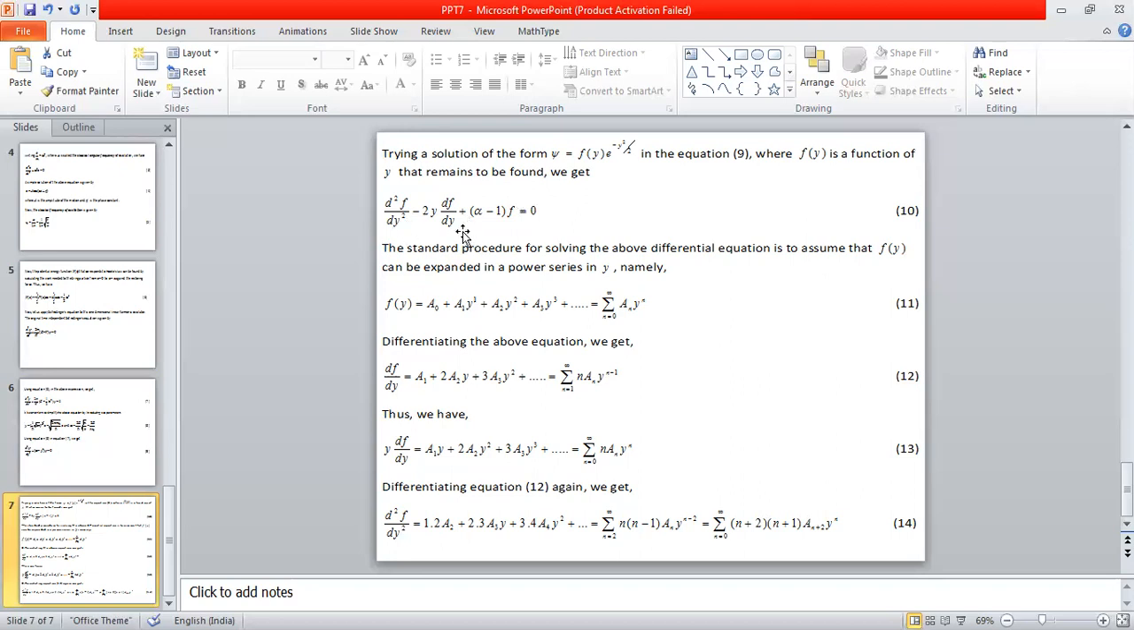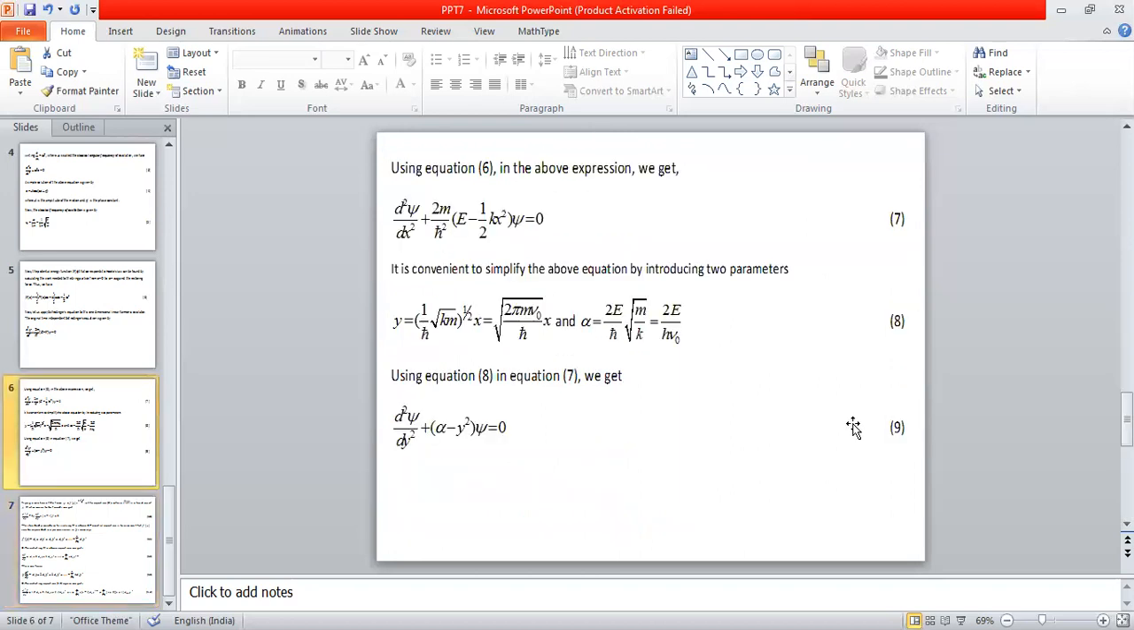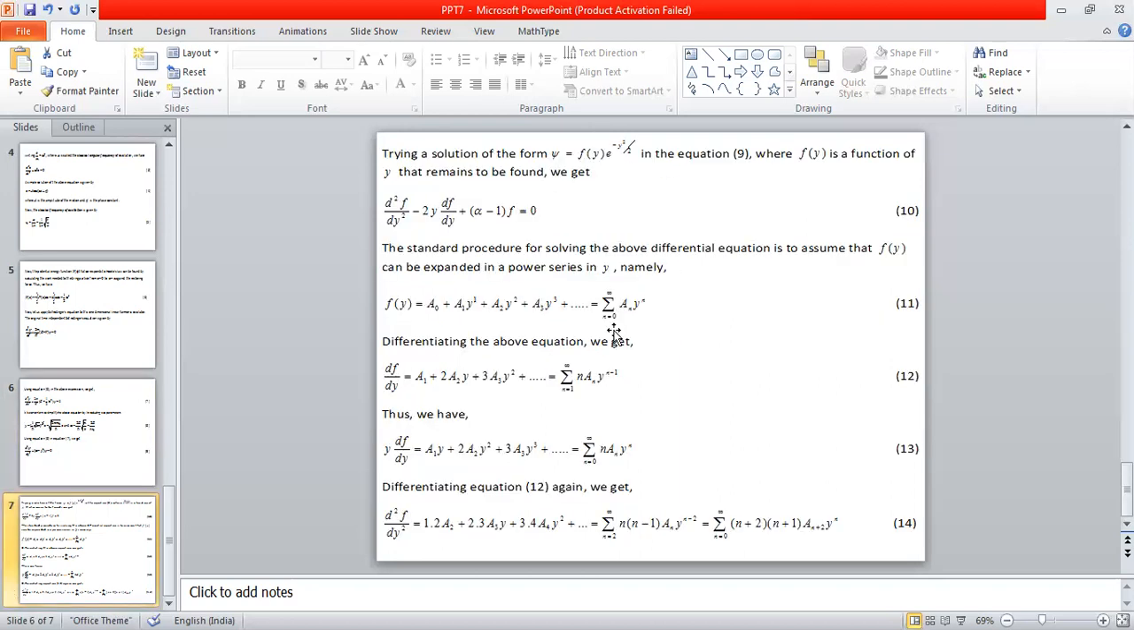So we have a differential equation in terms of f. If we are able to find the solution of this equation, we will know f of y. Once we substitute f of y into this equation, f of y into exponential minus y square by 2, we are going to get the complete solution of psi for equation 9. So this is the method we are using.